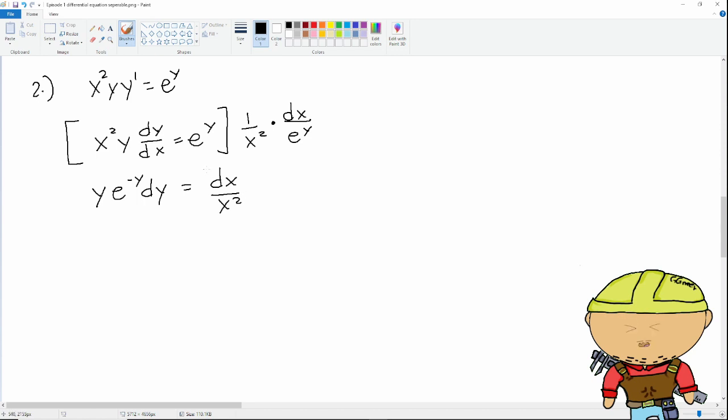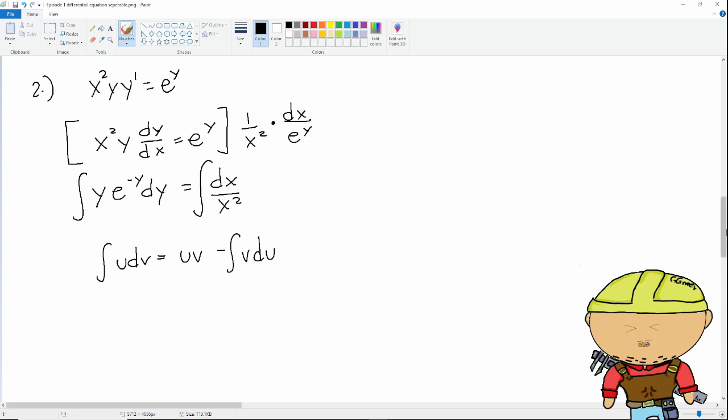If we integrate x raised to negative 2, that becomes x raised to negative 1 divided by negative 1. That is much simpler than the left side, which is y multiplied by e raised to negative y. There are two variables, so we will use integration by parts: the integral of u dv is equal to uv minus the integral of v du.